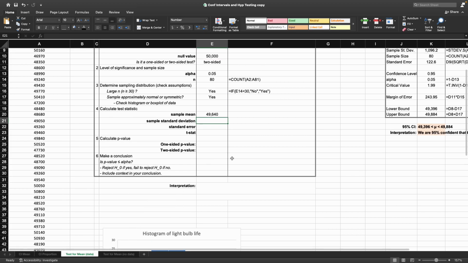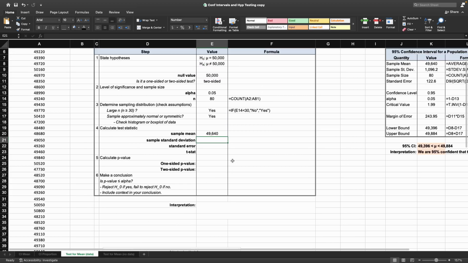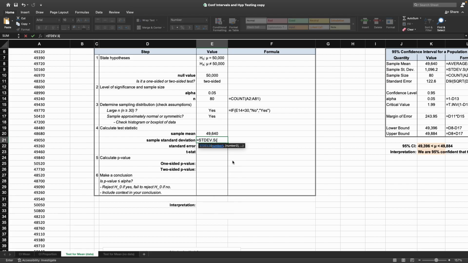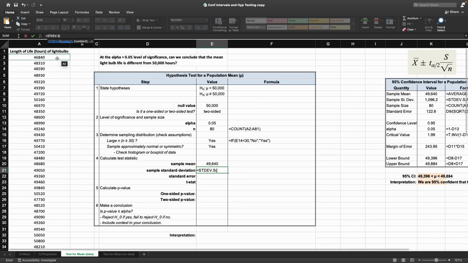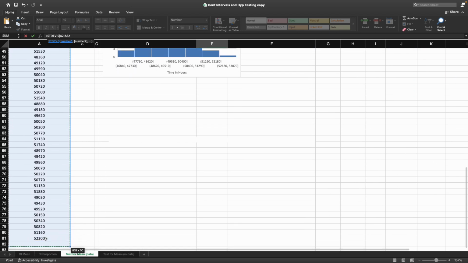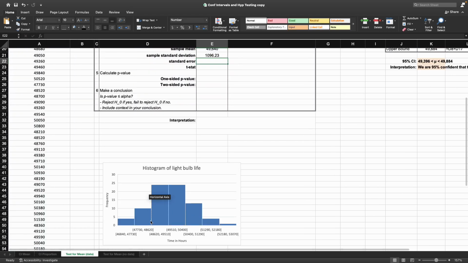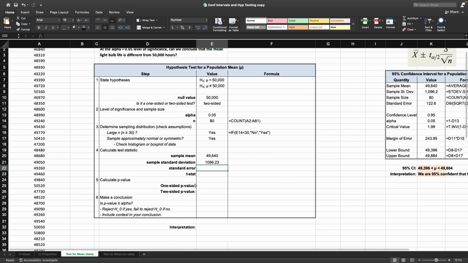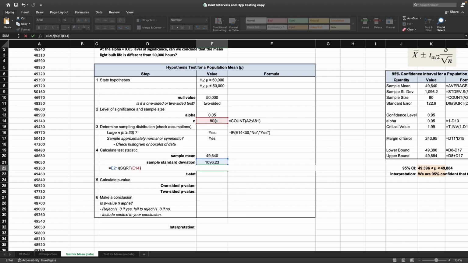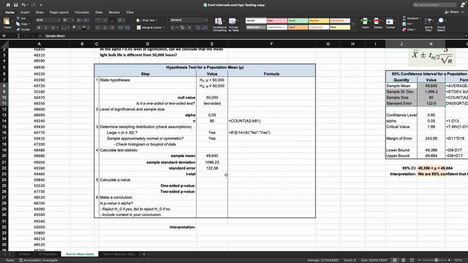And then we can get our standard deviation again, so equals STDEV.S of the data. Okay, standard error. Recall that that was our standard deviation divided by the square root of n. So we're going to do equals standard deviation divided by the square root of n. Okay, so 122. Again, we've already done all of this over here. We're just doing this again.